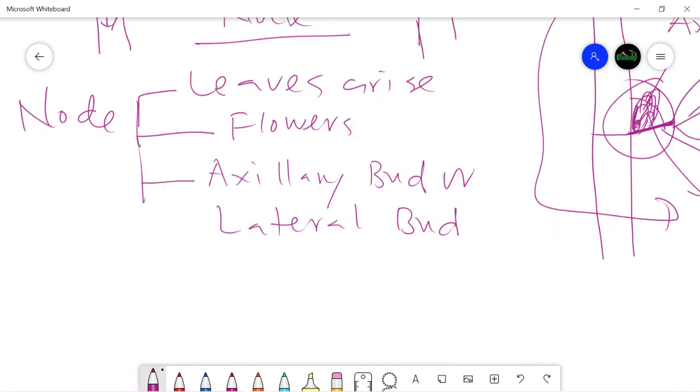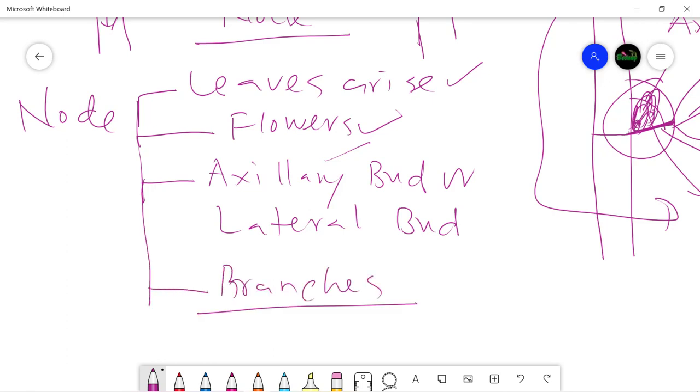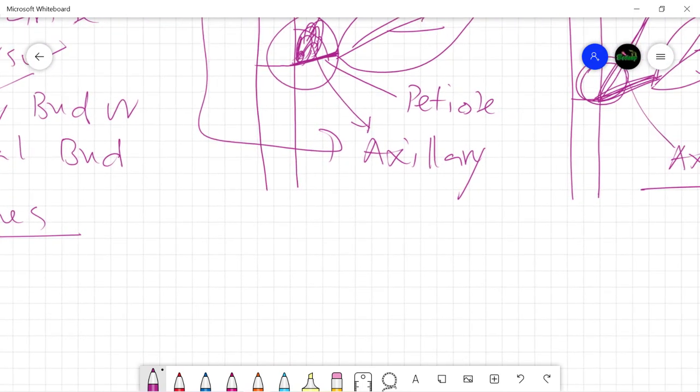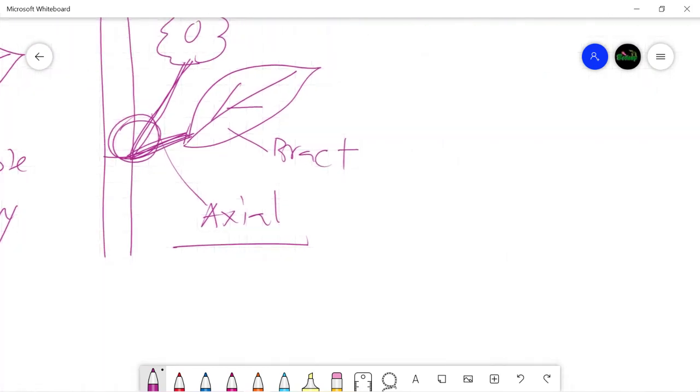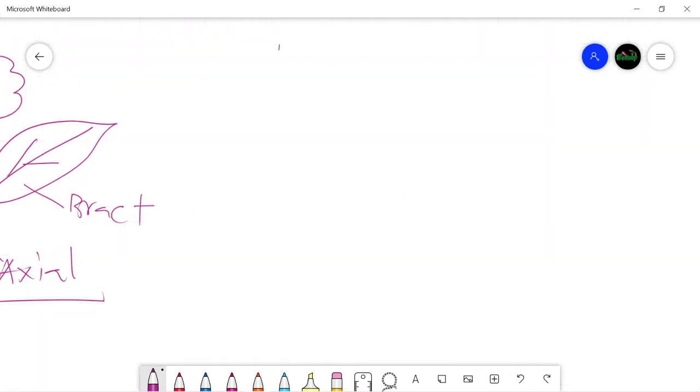So from the node, leaves arise, and flowers arise when it's flowering time, blossoming. When the plant is blossoming, flowers arise at the node, and buds arise from the node, which are known as axillary or lateral buds, and when these buds grow, they form the branches. Branches also arise from the node, because the bud which is present gives rise to the branch.